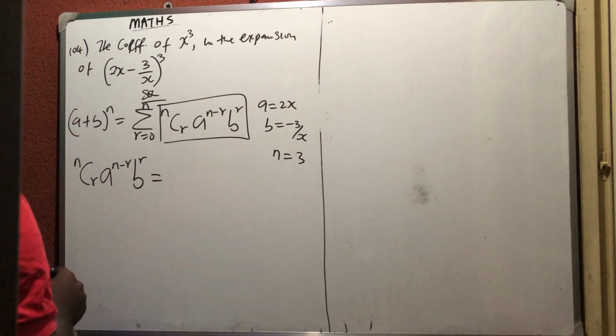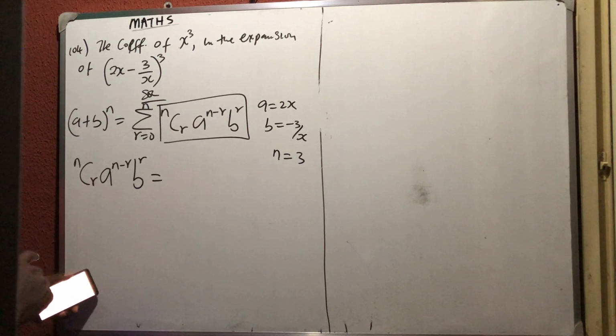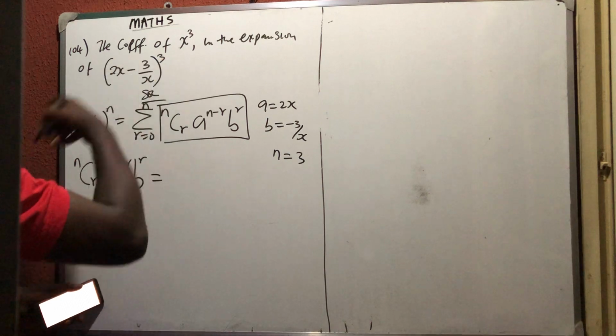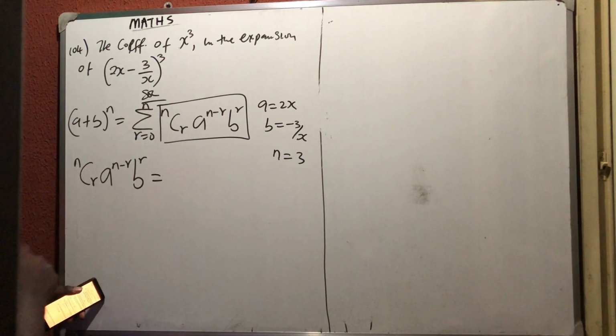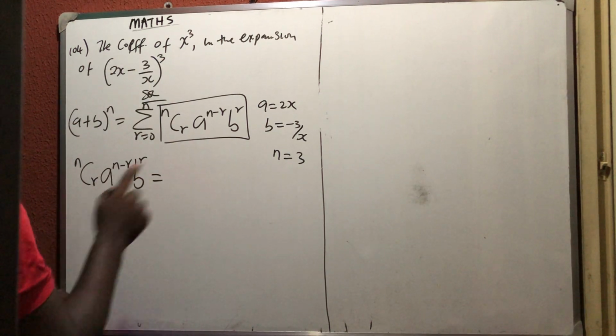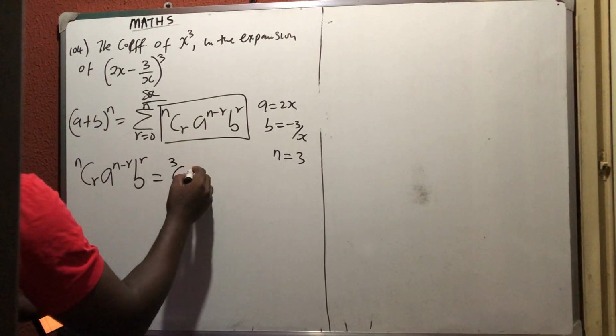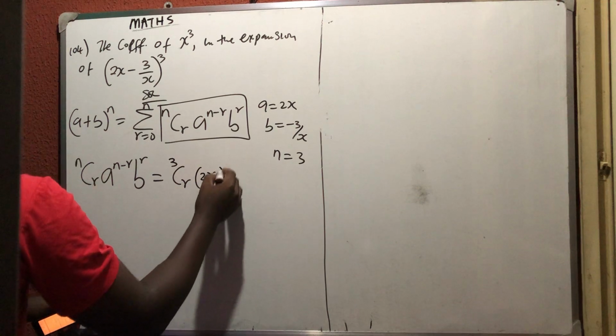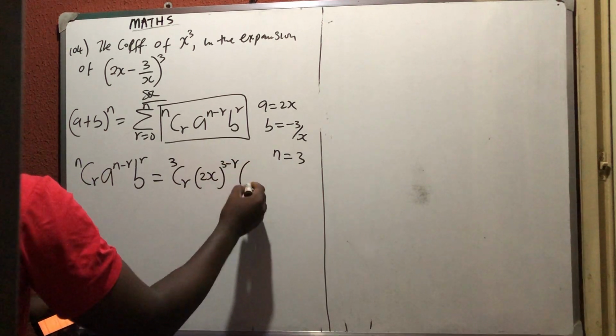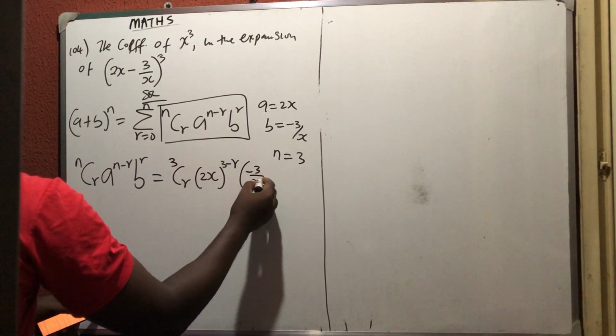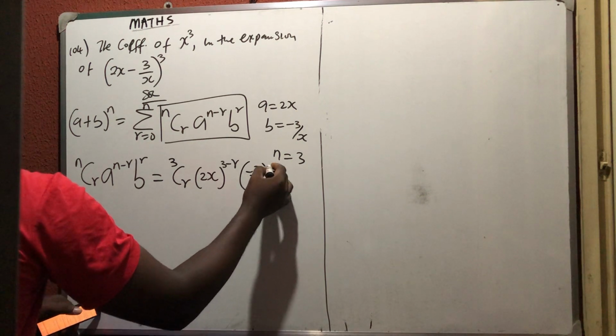Now if we do that, we are going to have, in fact, since this thing is to the power 3, I can even use Pascal's triangle. I will use 2 methods to solve it. So this is the first one. So let us substitute everything. 3 combination r, my a is what? 2x all raised to power what? 3 minus r, and minus 3 over x all raised to power what? All raised to power r.